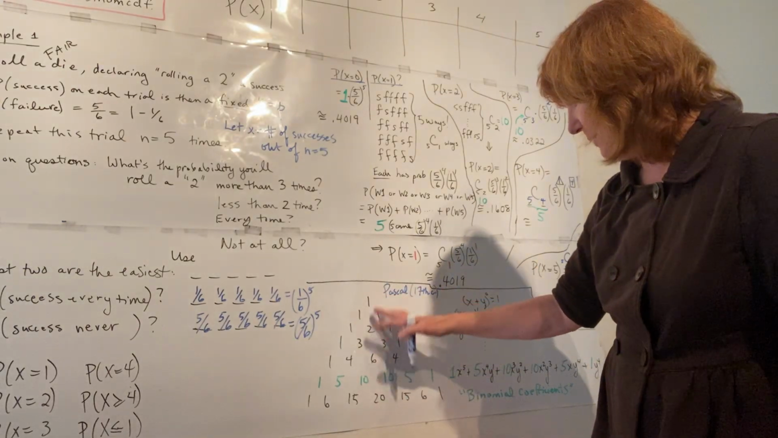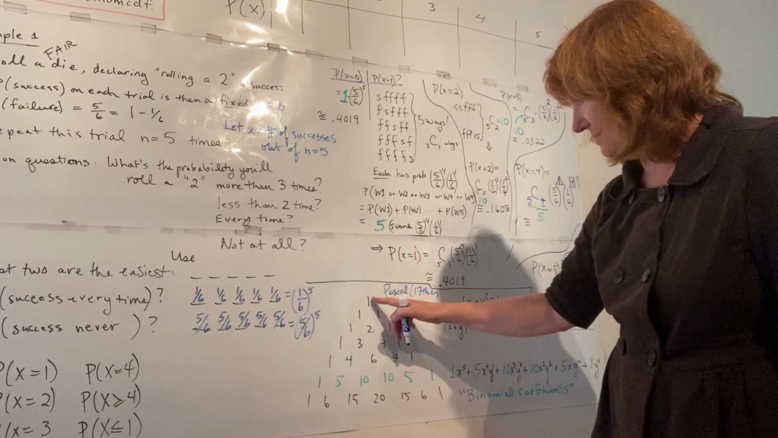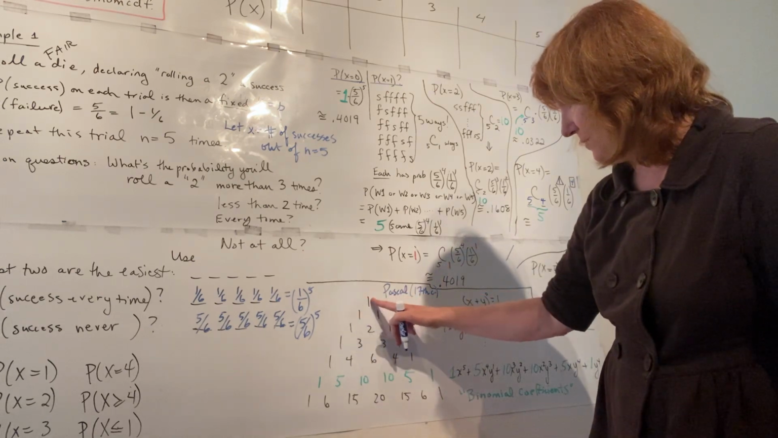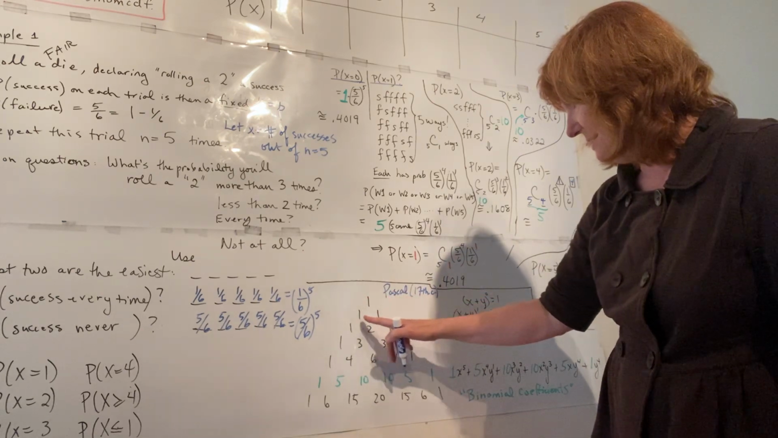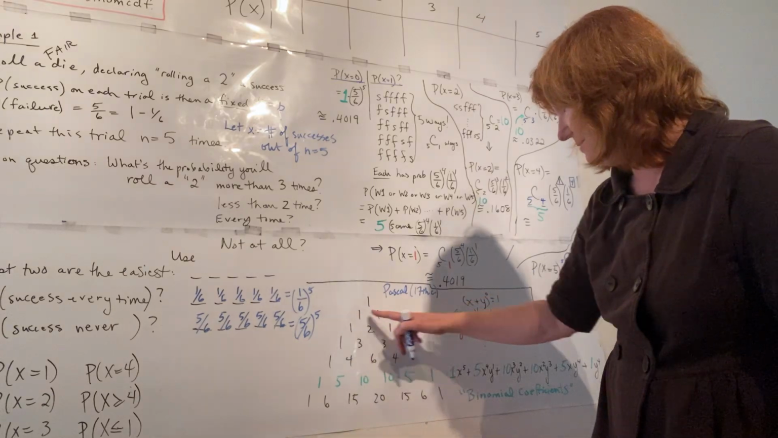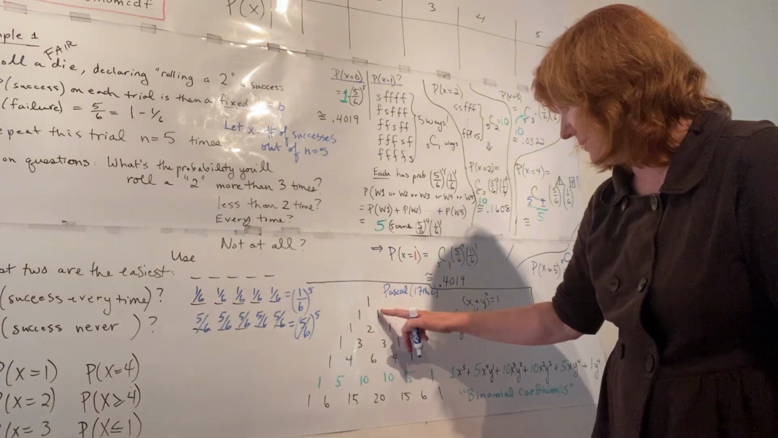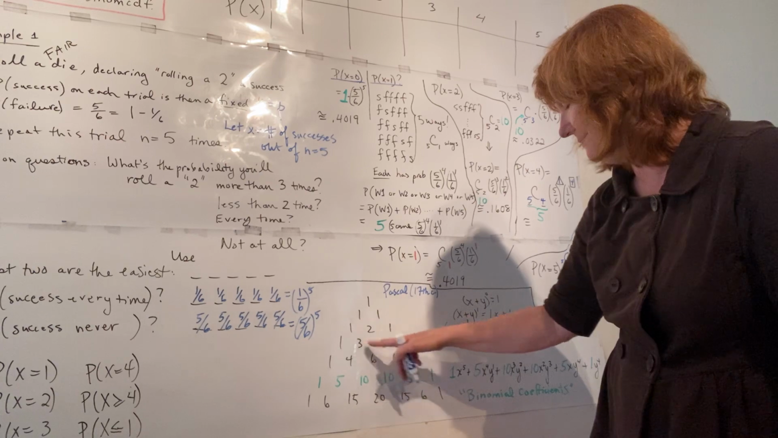But the way to generate these numbers is to put a 1 here. 0 plus 1 is 1, 0 plus 1 is 1. Now if we go to the second row, we have 0 plus 1 is 1 again, but 1 plus 1 is 2, 1 plus 0 is 1, and so on.